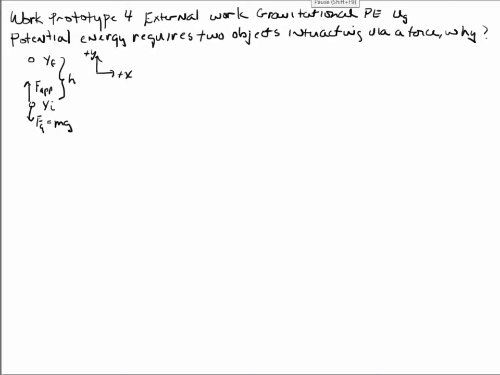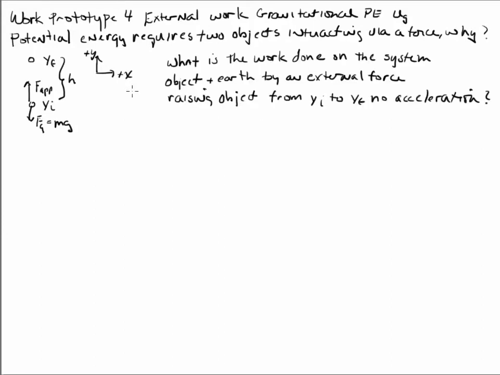So we start off with an object positioned at the initial height yi, and we're going to move it up with an applied force to final position yf. That's your force applied. Of course, if we're moving it at constant velocity, which we'll be doing, then your applied force will be equal and oppositely directed to the force of gravity, F sub g equal mg. What is the work done on the system, object plus Earth, by an external force raising the object from yi to yf? No acceleration.